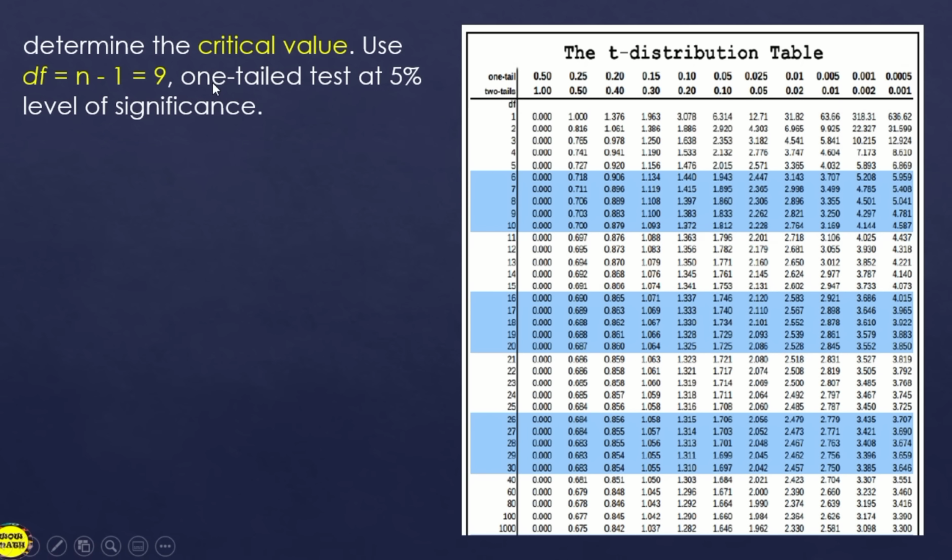And then again, sabi ko na nga kanina, yung problem natin is a one-tailed test at 5% level of significance. So, saan tayo titingin dito para makuha natin yung critical value? Sa one-tail. And then, 5% yan, so sa 0.05. So, ito yung one-tail natin, and this is 0.05.